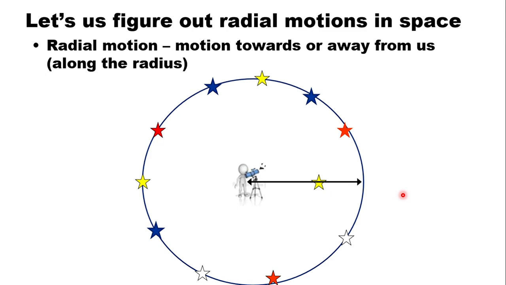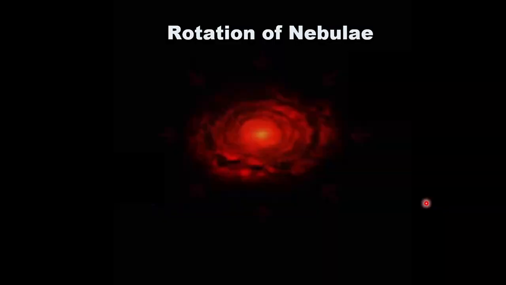But what we can do is look at the light. And if we see the light being blue shifted, that means the star is moving towards us radially. If the light is red shifted, then it's moving away from us. And this is, in fact, the way we determined that there are rotating nebulae.